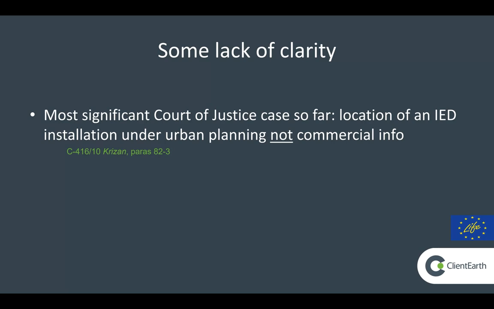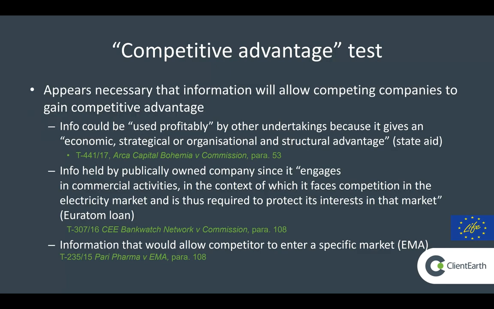But if you go through the argumentation of the general court, because by now there's a range of cases, I think what we can say, on the one hand, there's a bit of a competitive advantage test, so to say, and that is, it appears that it's necessary that information will allow a competing company to gain a competitive advantage. So disclosure would essentially undermine the functioning of the market in that sense. This is indicated in a number of statements by the general court that I've included here.